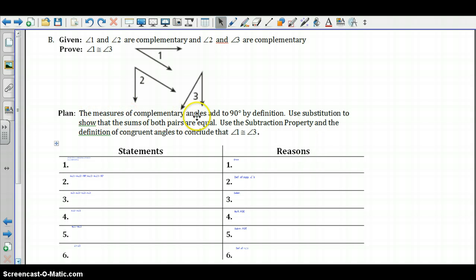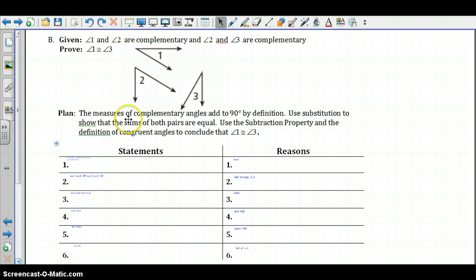The measures of complementary angles add up to 90 degrees by definition. Use substitution to show that the sums of both pairs are equal. Then we're going to use the subtraction property and the definition of congruent angles to conclude that angle 1 is congruent to angle 3. So this is the plan for our proof.